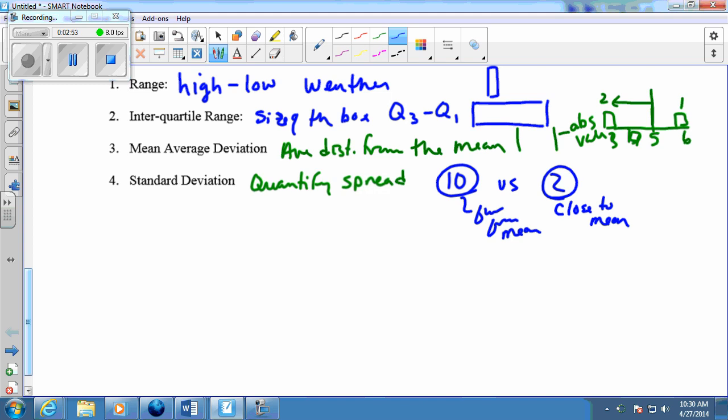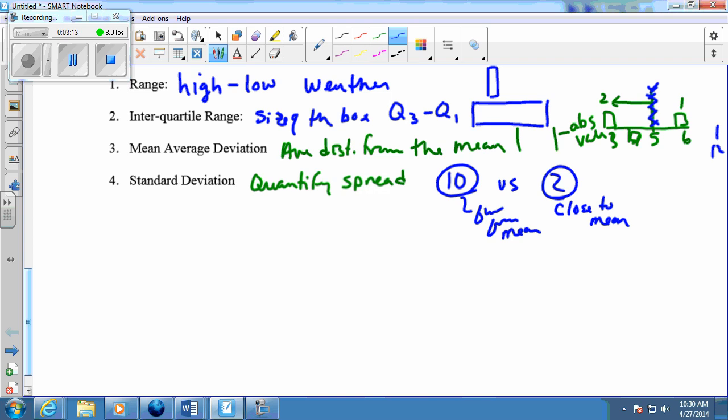So if I had all my families at size 5, I would have a standard deviation of 0. There is no spread. If I had a poster up there and one of my family sizes was way out at 12, the standard deviation would be pretty large because that's far from 5.